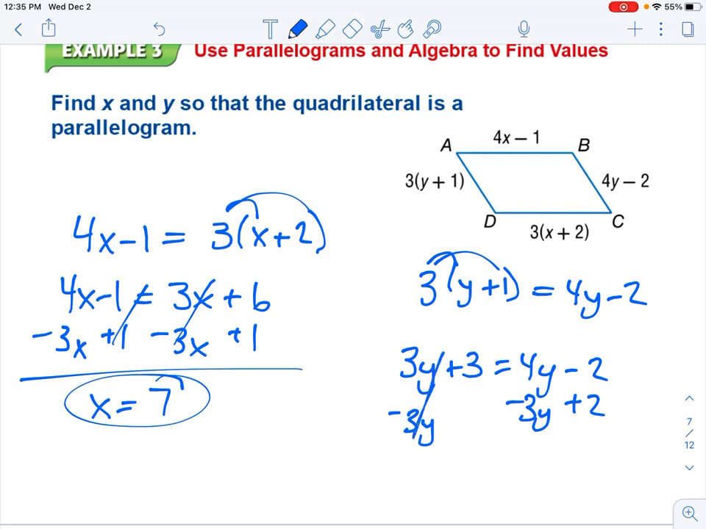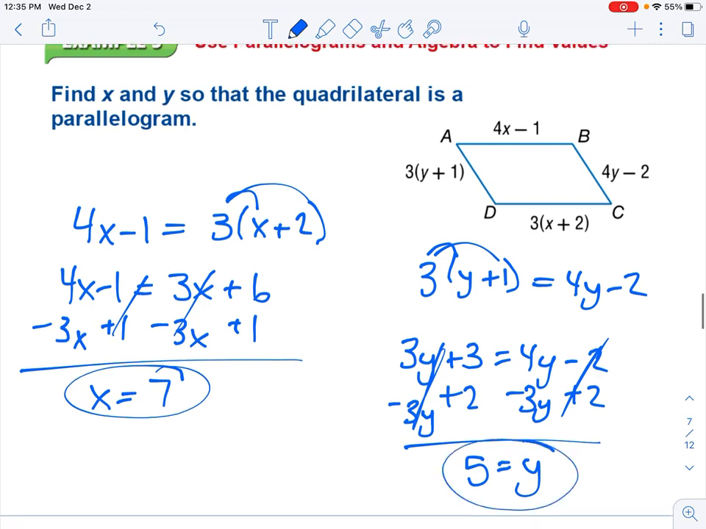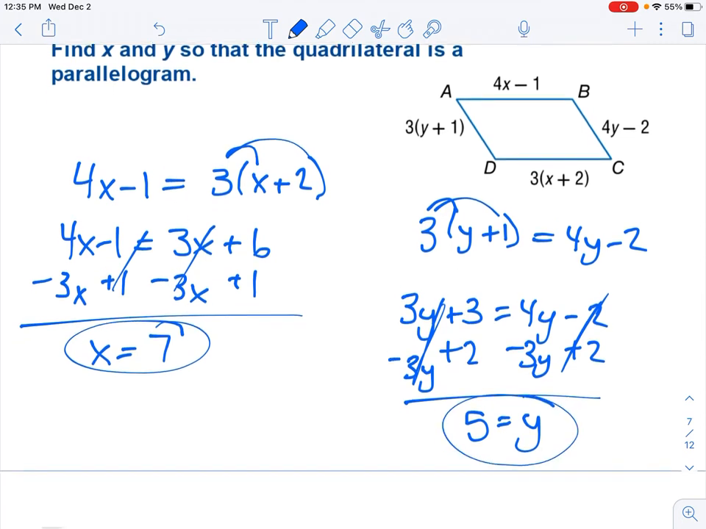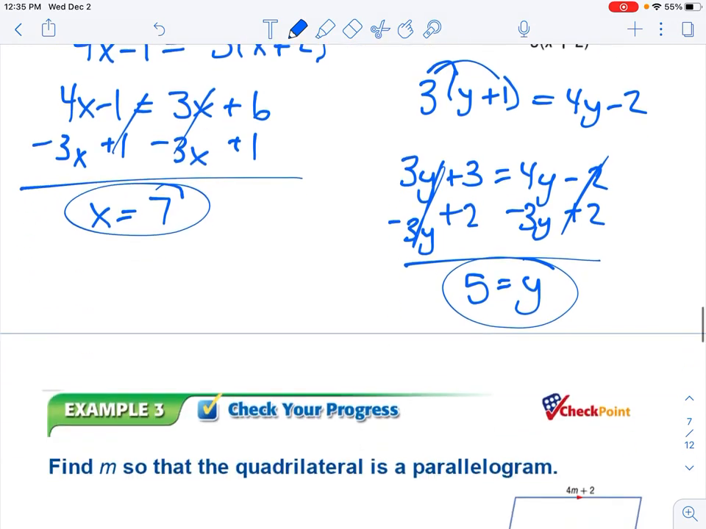Oops. Yes, y will equal 5. You could plug those in, check to make sure that the segments are actually congruent to each other. But because we solved, they should be.